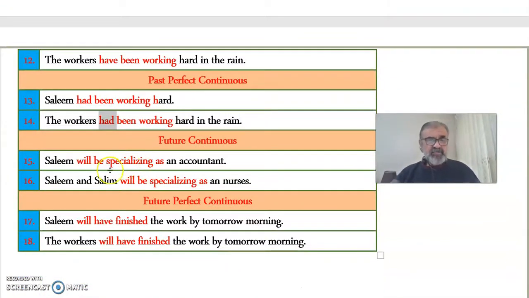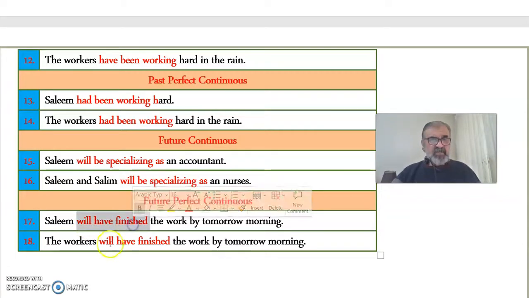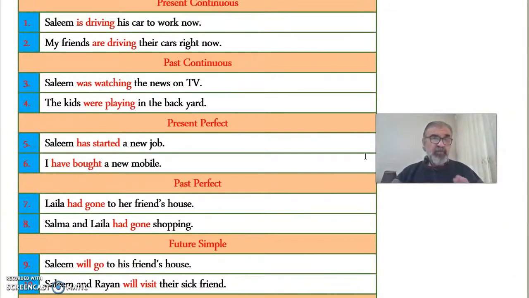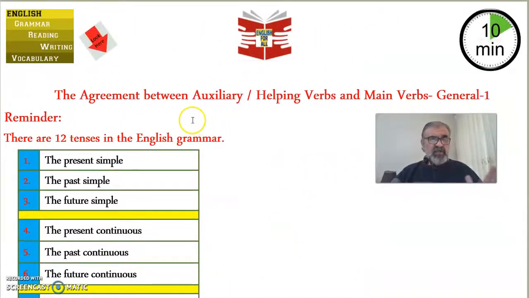Now the final two tenses, future continuous and future perfect continuous. Salim will be specializing, and the workers will be specializing. Now Salim will have finished and the workers will have finished. By the way, here we're not discussing tenses. We are just discussing forms of tenses. I'm just teaching you how to join auxiliary verbs to main verbs, how to use main verbs as main verbs, and how to use auxiliary verbs as main verbs. That's all. We're not going to discuss tenses at this stage. This is going to be done later on.